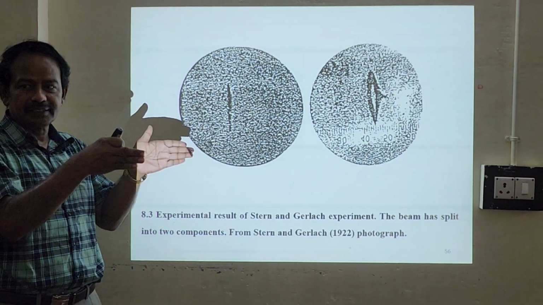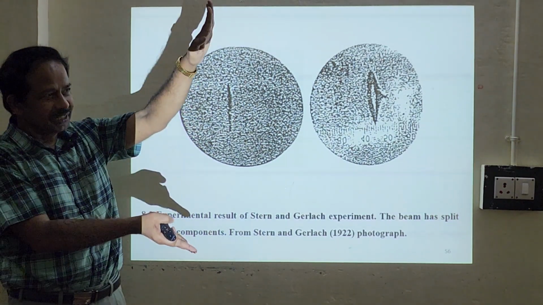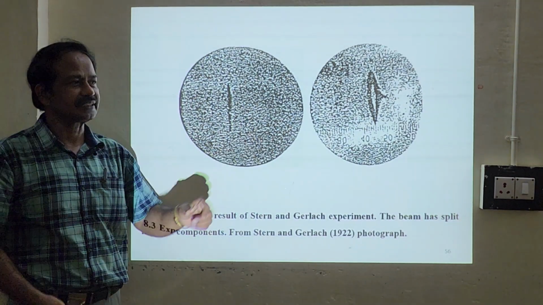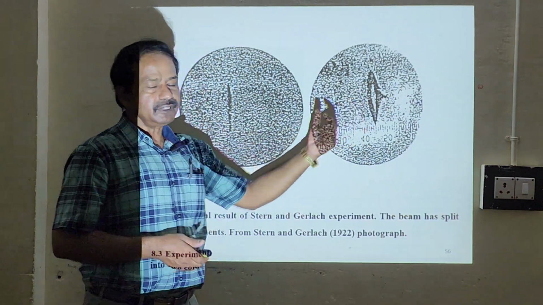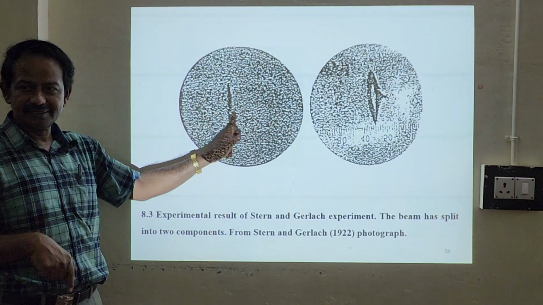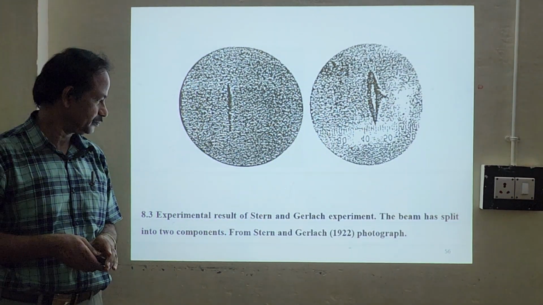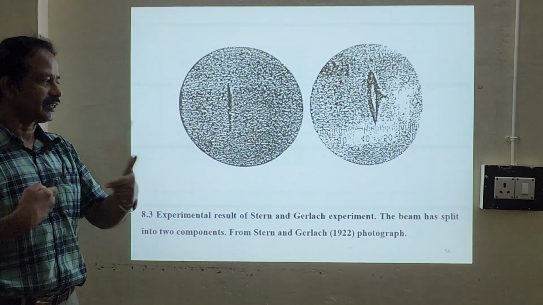Suppose we apply the magnetic field like this, again the split will be exactly like this. If we apply the magnetic field like this, the split will be like this. So it depends on the direction. Again, when you switch off the magnetic field, it becomes a line, like this. So that's a split: up and down, left and right.